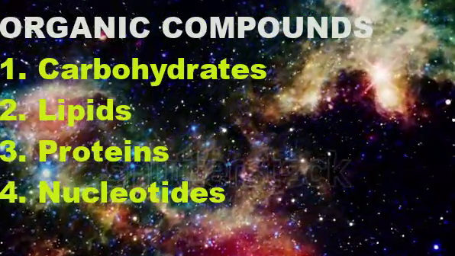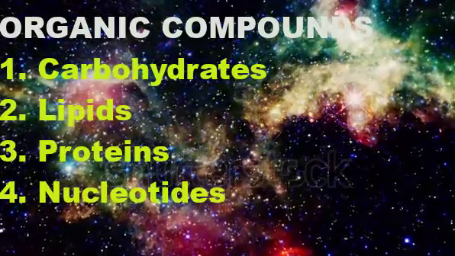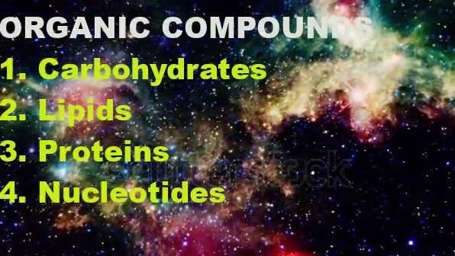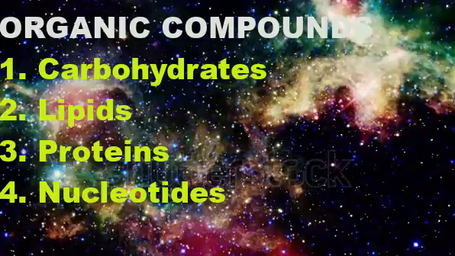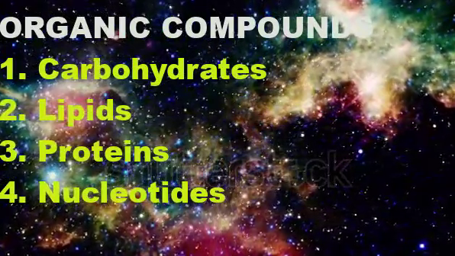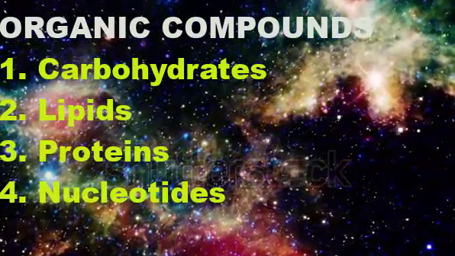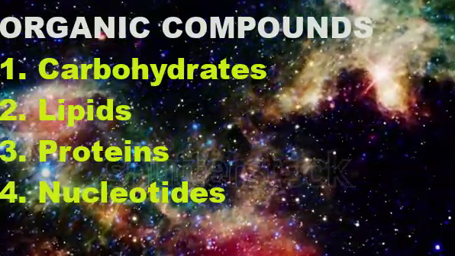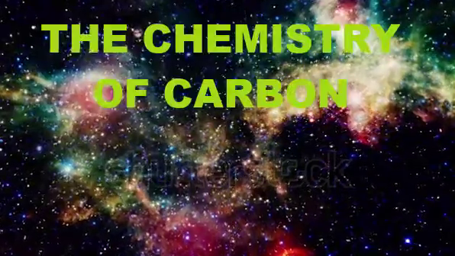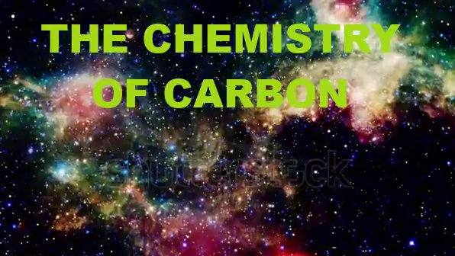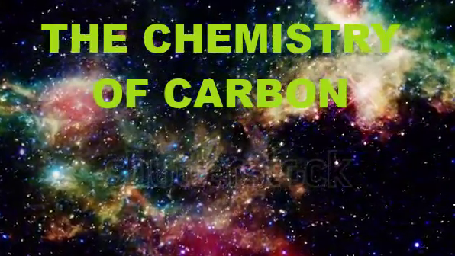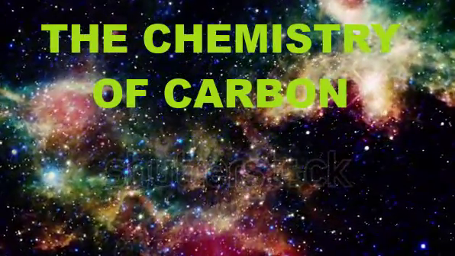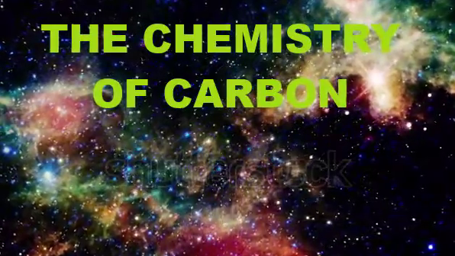The four types most important to human structure and function are carbohydrates, lipids, proteins, and nucleotides. Before exploring these compounds, you need to first understand the chemistry of carbon. So let me discuss first the chemistry of carbon. What makes organic compounds ubiquitous is the chemistry of their carbon core.